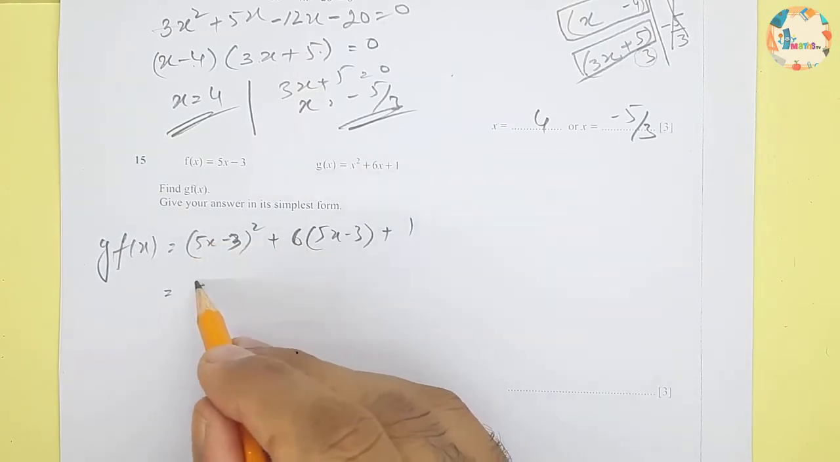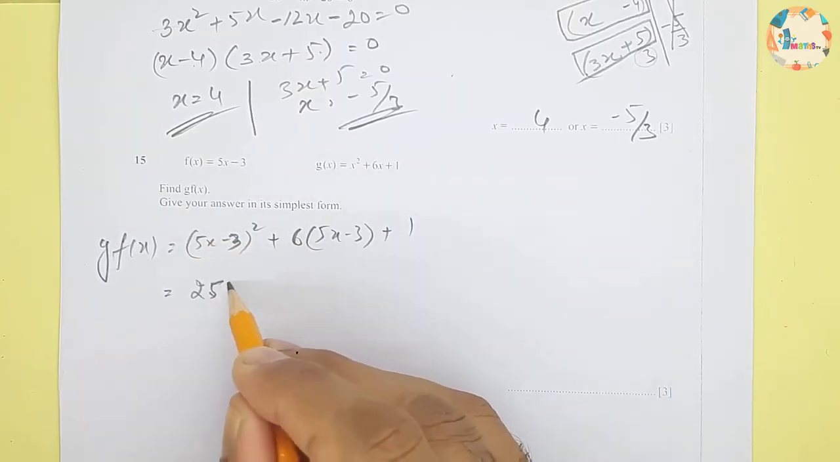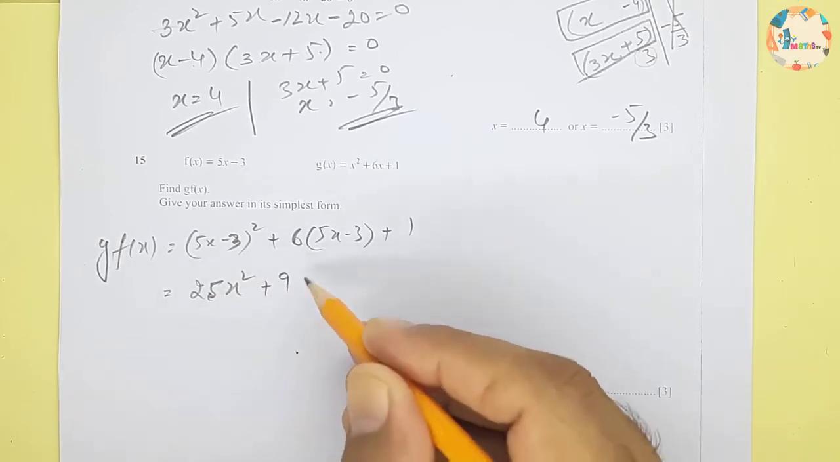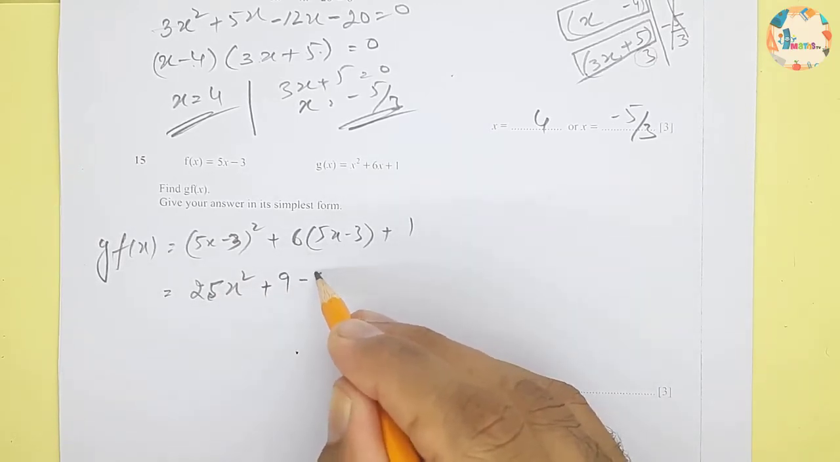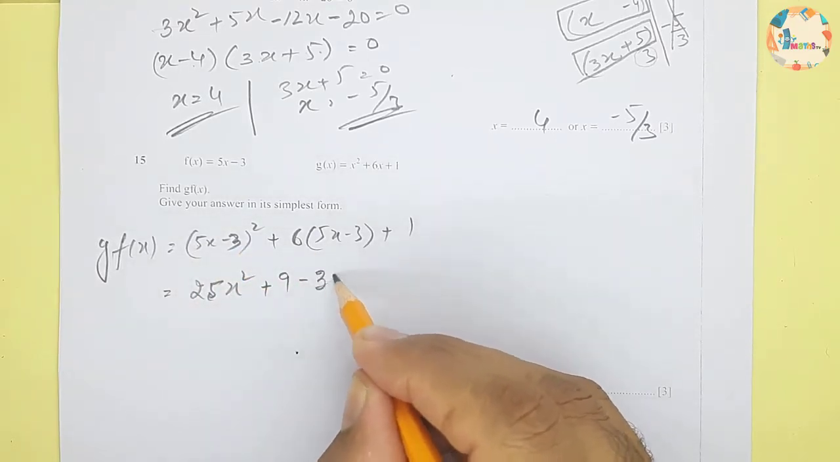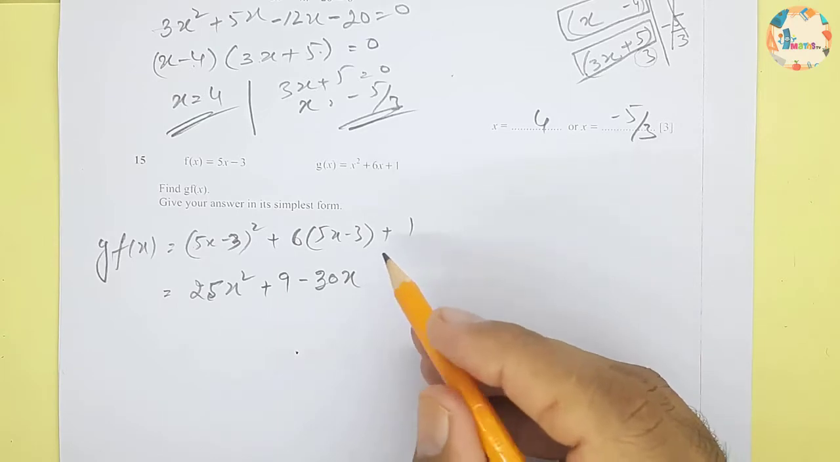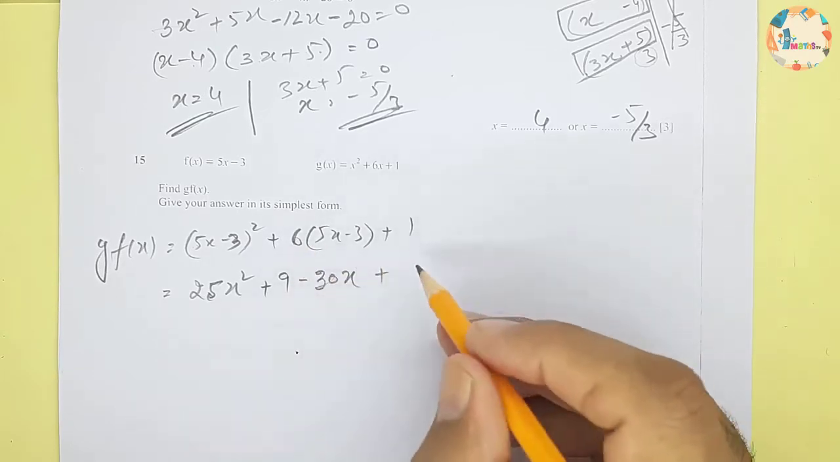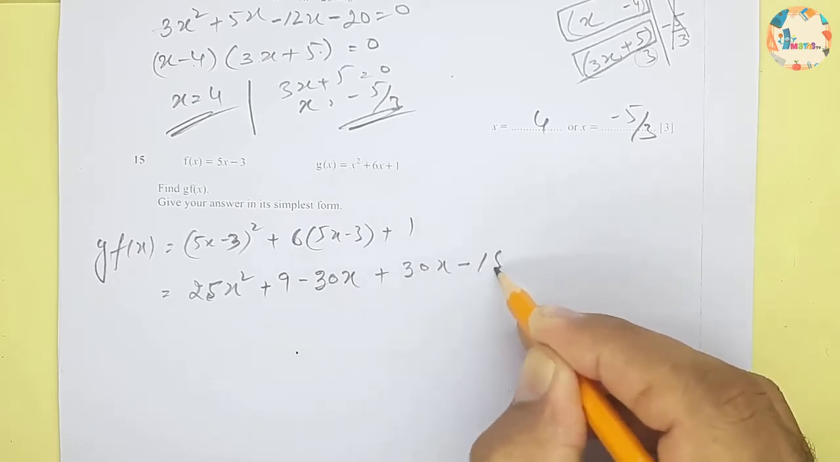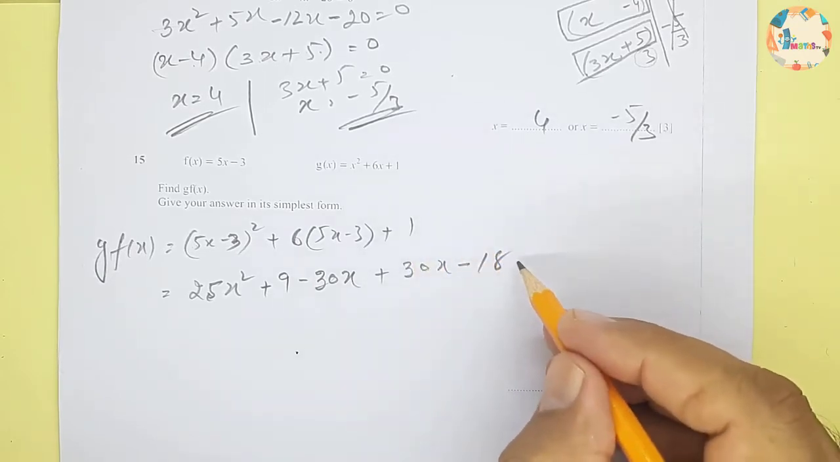So a square means 25x square, and b square will be plus 9, and minus 2ab. 2 into 5 will be 10, 10 into 3 will be 30x, and plus this will be 6 into 5 will be 30x, and minus 18, and last will be plus 1 also.